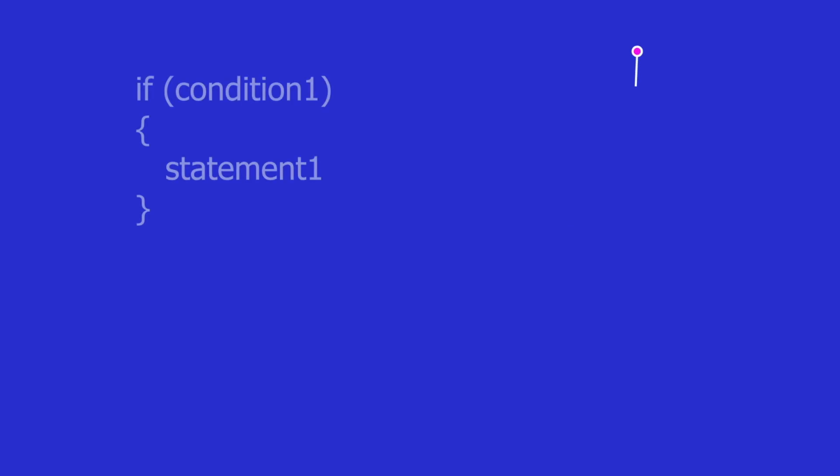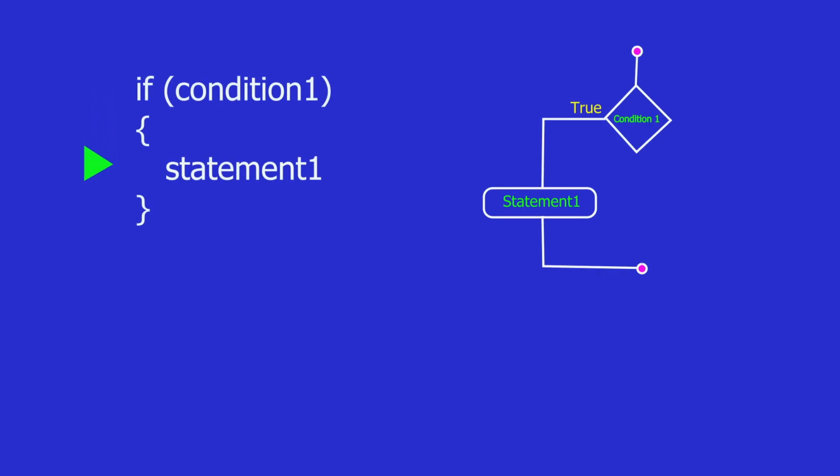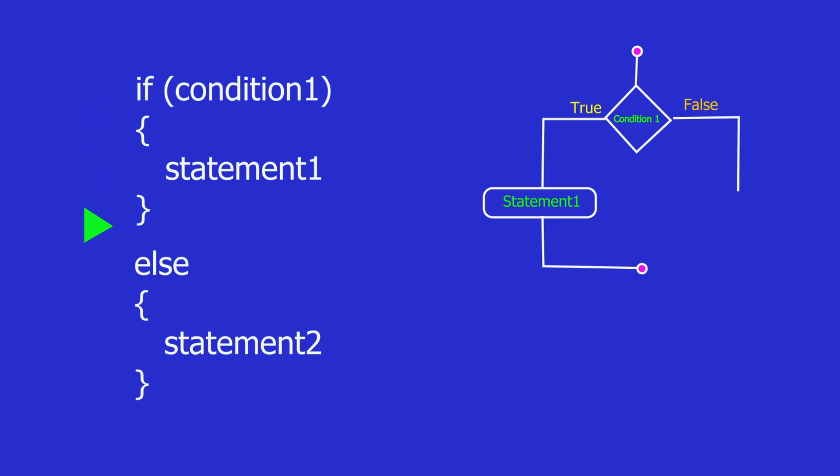If a condition is true, then it will execute statement 1. If the condition is false, then it will execute statement 2. Here, any one of the statements will be executed. It will not execute both statements.